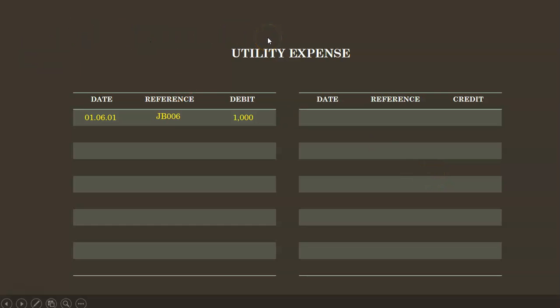Next is utility expense. And you have to get the total. So, wala naman siyang ibang amount, wala yung ibang transaction, just simply copy the 1,000 pesos and double rule. Double rule or double bond. Pero common or ginagamit talaga ng mga accountant is double rule.